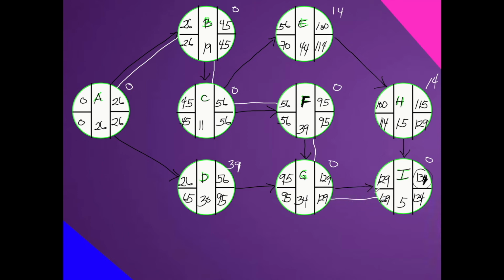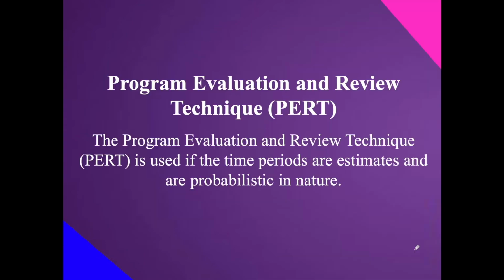Ayun, yung mga critical. So, lagay natin dito: A, B, C, F, G, and I. Critical path natin yan. At yung buong project ay matatapos ng 134 days. Ayan, I hope nakuha nyo. And we're done with the first question.